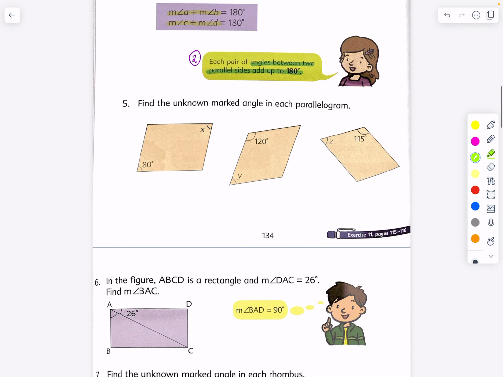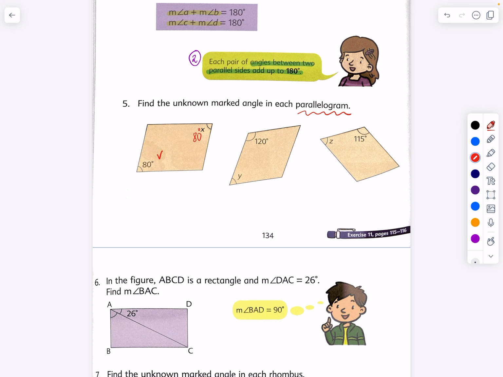So let's use these two theorems. Opposite angles in a parallelogram are equal, and neighboring angles between two parallel sides add up to 180 degrees. So if this angle is 180, angle X must be 180. Why? Because they're opposite, and we know that this is a parallelogram.